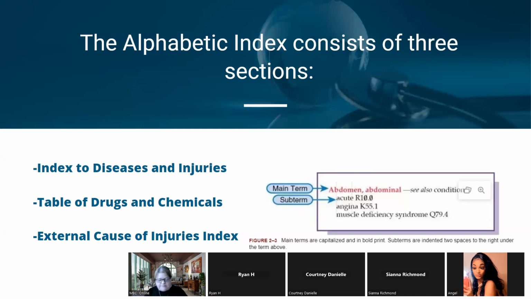That's just giving me more of a reason to get my little tabs. I have all these tabbed in mine: the alphabetic index, the table of neoplasms, the table of drugs and chemicals, the external causes, and then each of the chapters. It starts on page 603, Miss Brandy. Awesome, thank you, Courtney. 603.